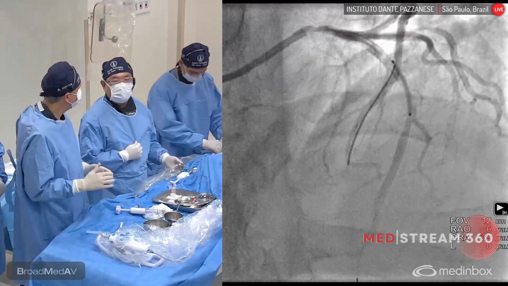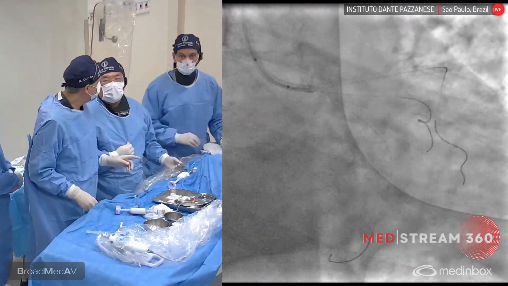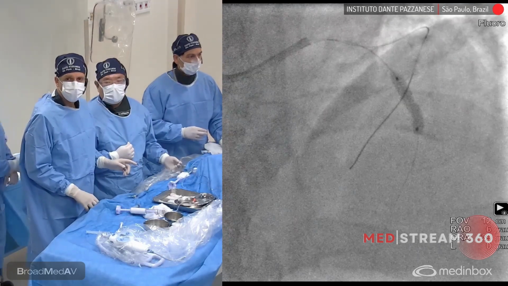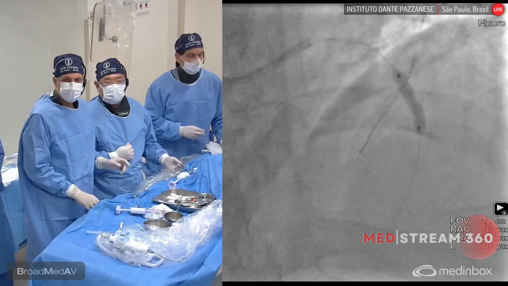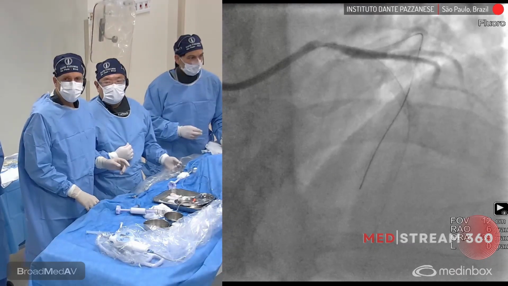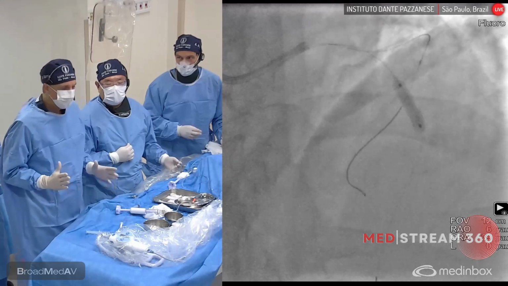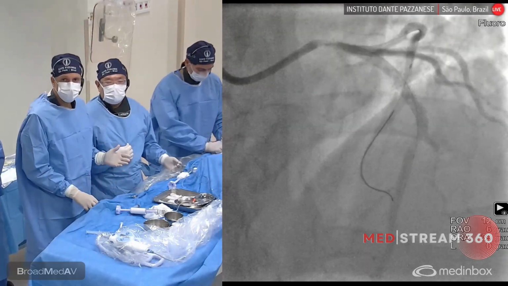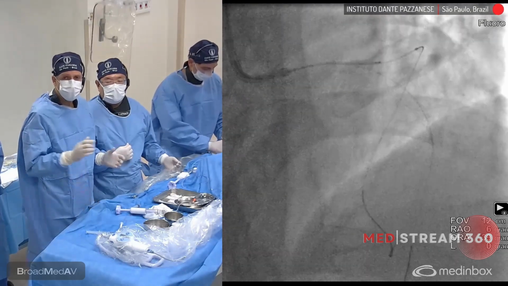And I see, so you decided to go ahead and treat the mid LAD lesion portion already. Yeah. Okay. So which stent is this? It's a 3.5 by 18. Okay. So your decision here was to first treat the mid LAD with a significant stenosis, okay? And this is the final result.